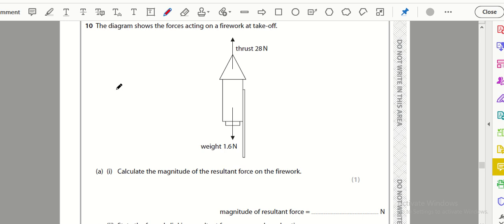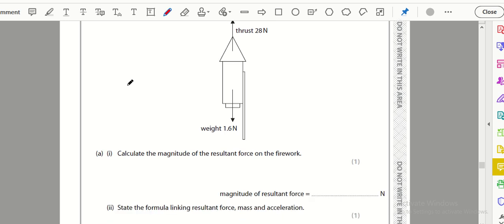The diagram shows forces acting on a firework at takeoff. Here is the thrust, here is the weight. Calculate the magnitude of the resultant force. It will be the difference between the two. So 28 minus 1.6.